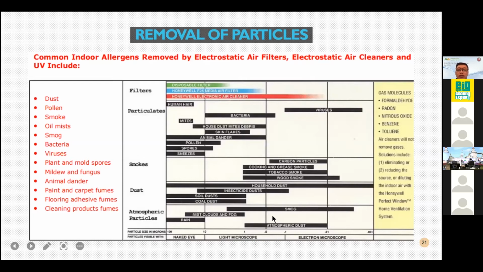Talking about electronic air cleaner, remover of particles. So common indoor allergens are removed by an electrostatic air cleaner, or some call it an electronic air cleaner. Of course, this test is done together with UV.